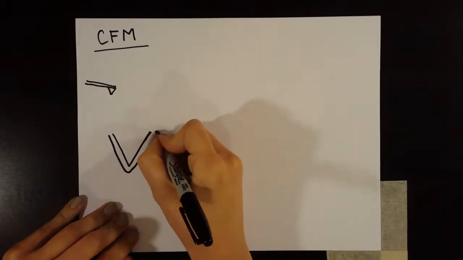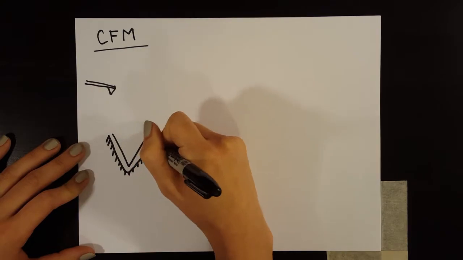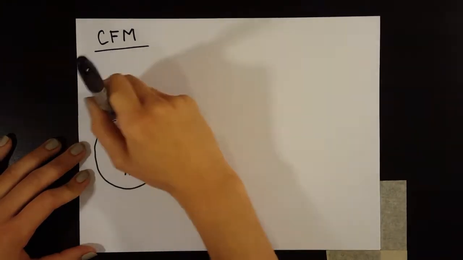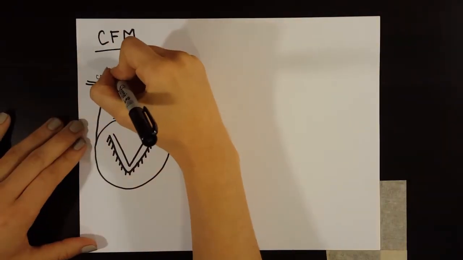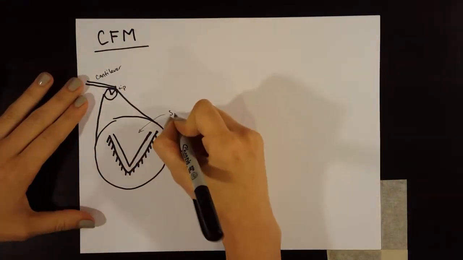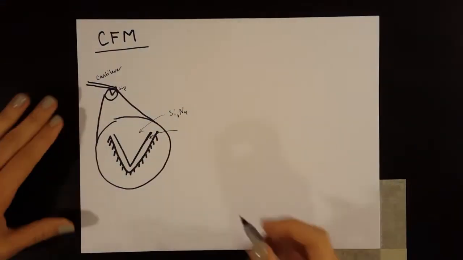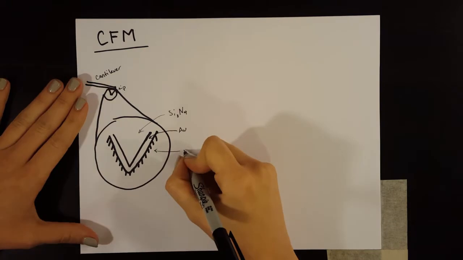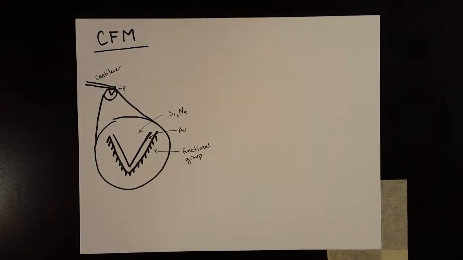CFM uses an AFM setup with a modified tip. Typically, a silicon nitride tip is plated with gold before a functional group layer is added. The functional group is chosen so that the tip interacts strongly with the chemical composition of interest on the sample.